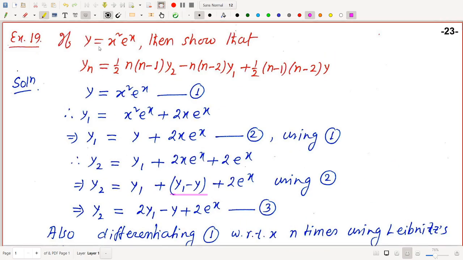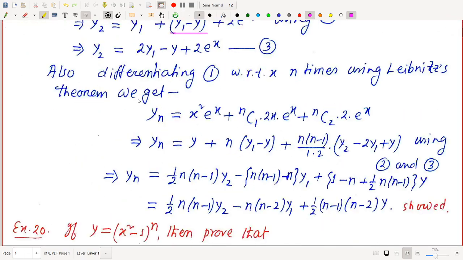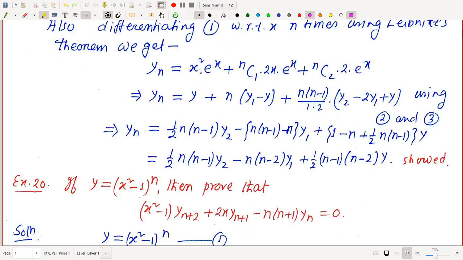Now we want to find nth derivative. So differentiating line number 1 with respect to x n times and using Leibniz theorem, we get x square into nth derivative of e to the power x, it is e to the power x, plus nC1, first derivative of x square, twice x, n minus 1th derivative of e to the power x is e to the power x, plus nC2, second derivative of x square, meaning derivative of twice x, it is 2, and n minus 2th derivative of e to the power x is e to the power x, and next derivative of this 2 will be 0, so we stop here.